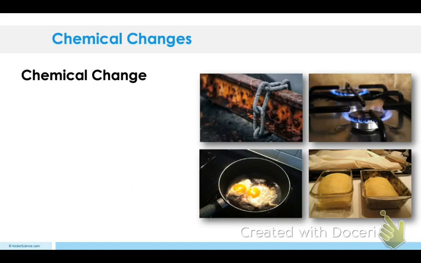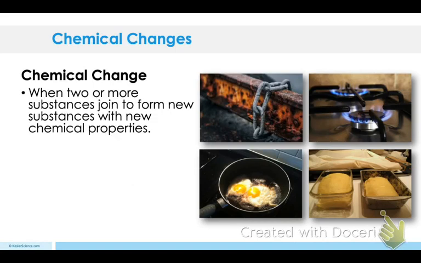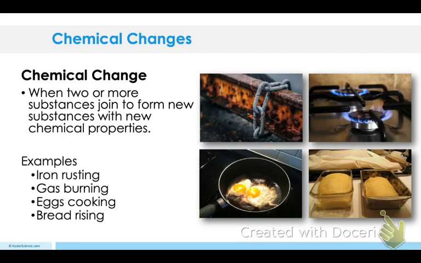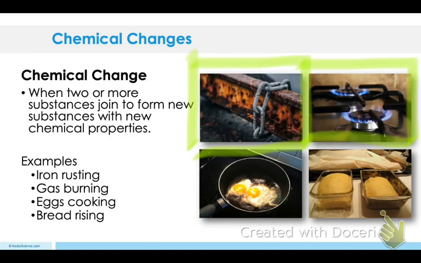Alright, so chemical changes are when two or more substances join to form new substances with new chemical properties. We have our examples: iron that is rusting, gas burning, bread rising, and eggs cooking. Those are our examples of a chemical change. Go ahead and pause here if you are still writing.